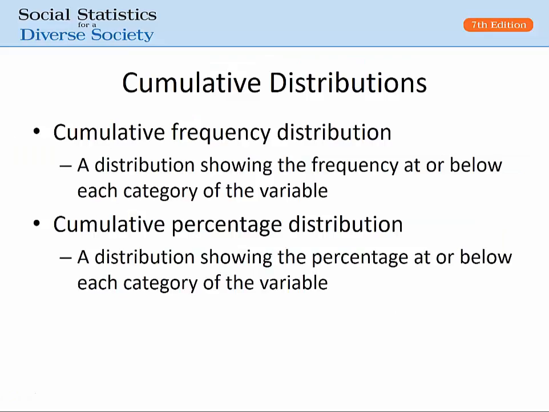And in frequency tables, we can also look at the cumulative distributions or the cumulative frequency distribution. A cumulative frequency distribution is just a distribution that shows the frequency at or below each category of the variable. And the same with the cumulative percentage. The cumulative percentage distribution is the distribution that shows the percentage at or below the category of each variable. So it's just adding the next variable amount to the previous one. So let's take a look at that on the next slide.